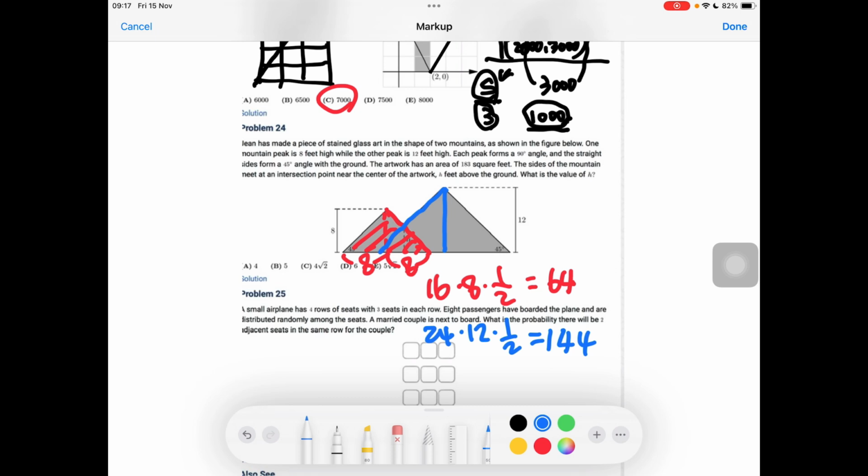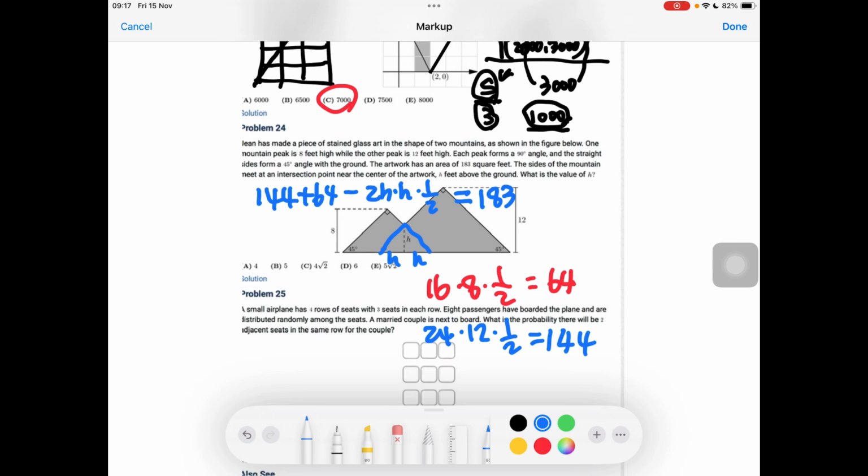But the problem is we calculated this intersection part twice. So we need to take one out. If it is 8 there, then again, because this is also 45 degrees, which is a right isosceles triangle, this is 8 and 8. So 144 plus 64 minus 8 times 8 times a half becomes 183.